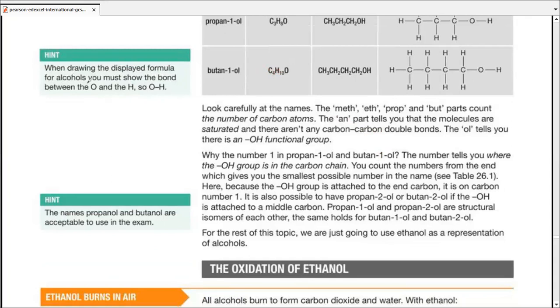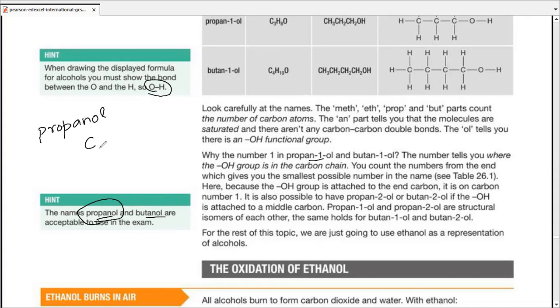When drawing the displayed formula for alcohols, you must show the bond between O and H like this. This is a very important hint. Also, propanol and butanol are acceptable to use in exams. Unless they talk about isomers, you are supposed to differentiate them as propan-1-ol or propan-2-ol. But if they're not talking about isomers, your answers may contain the word propanol, and it would still be considered as correct.